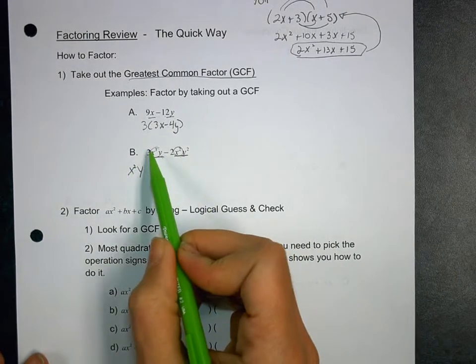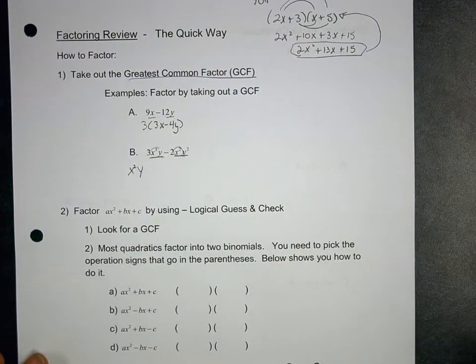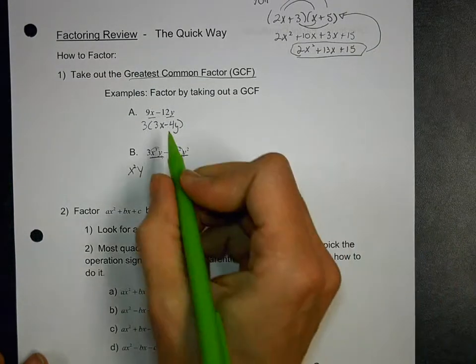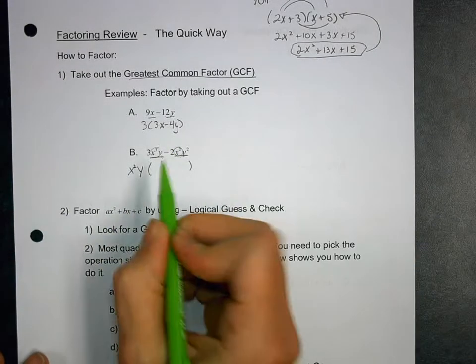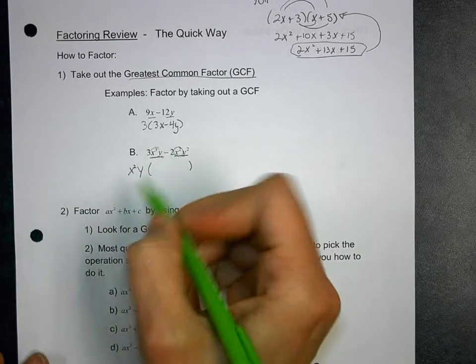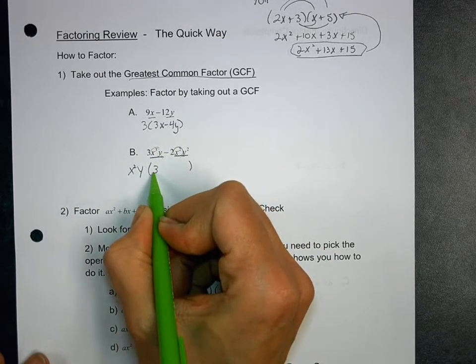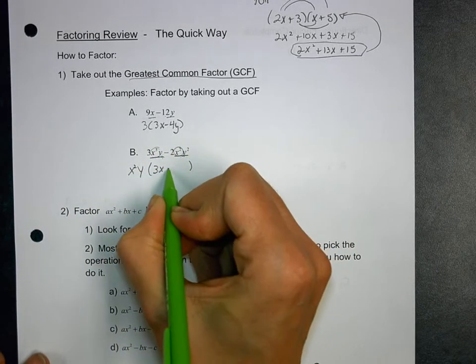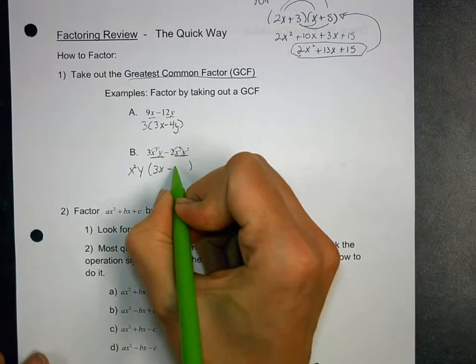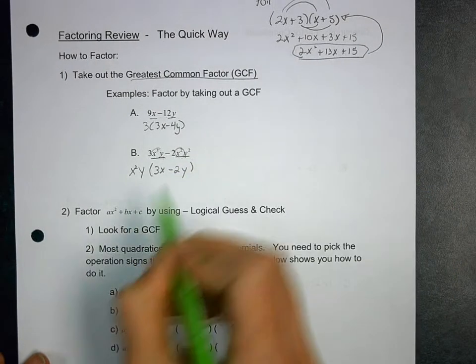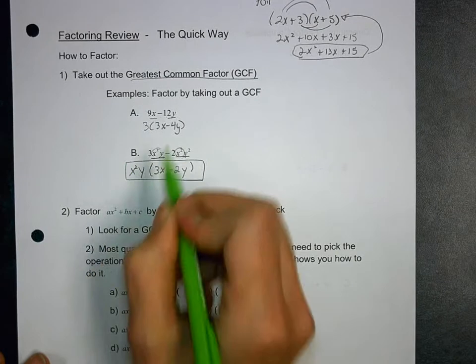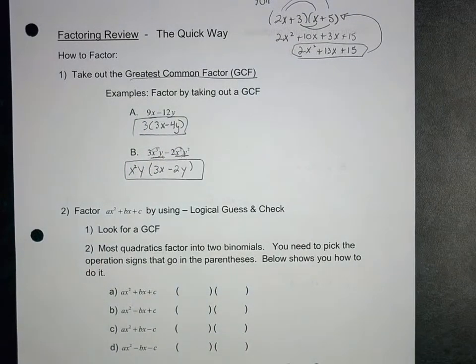Then you always look at your numbers. 2 and 3, no common factors but 1, so what's the point of writing that down? And then I put my parentheses. So I factored out, so I undistributed, and I would end up having a 3x minus 2y. So that would be a completely factored problem. So those are my factors. Now that was the first thing, and always the number one thing you should look at when you are factoring.